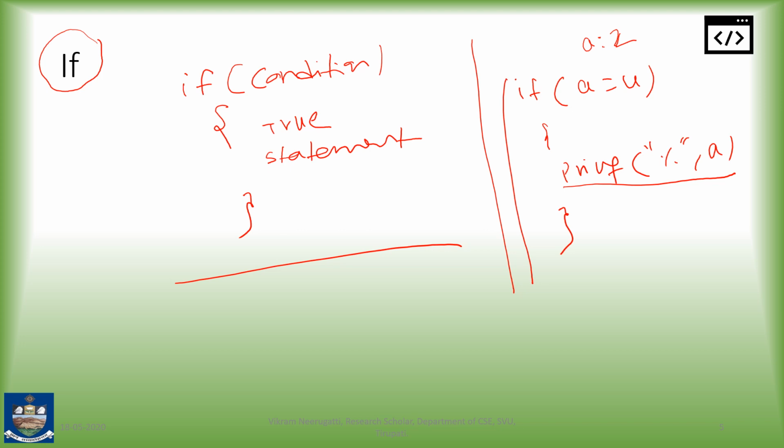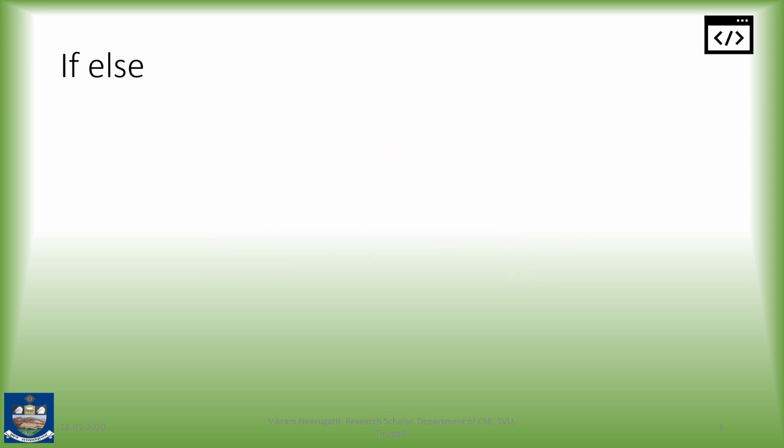In the if statement we have only one block. That block is the true block. There is no false block. That is the drawback here. Whenever there is a true condition, only this statement will be executed. What about the false statements? This if statement does not care about the false statements. To overcome that, we need to go for another statement, if else.